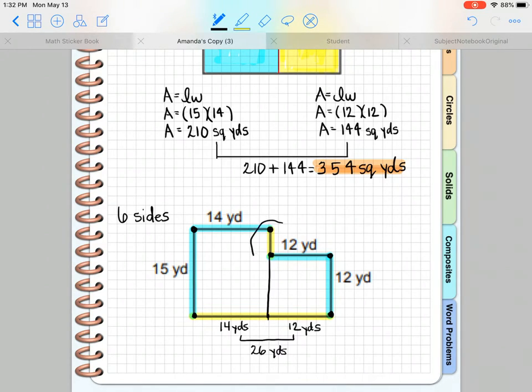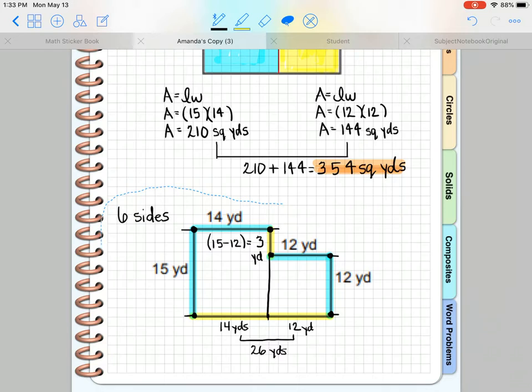Now we need to focus on this little fella, that little yellow section right in there. To do this one, I'm going to have to use some subtraction. Now I know that from here to here is 15, and from here to here is 12. So if I say 15 minus 12, that leaves me with 3 yards for that little piece right there. Okay, so now I have all 6 sides, and we can find perimeter.